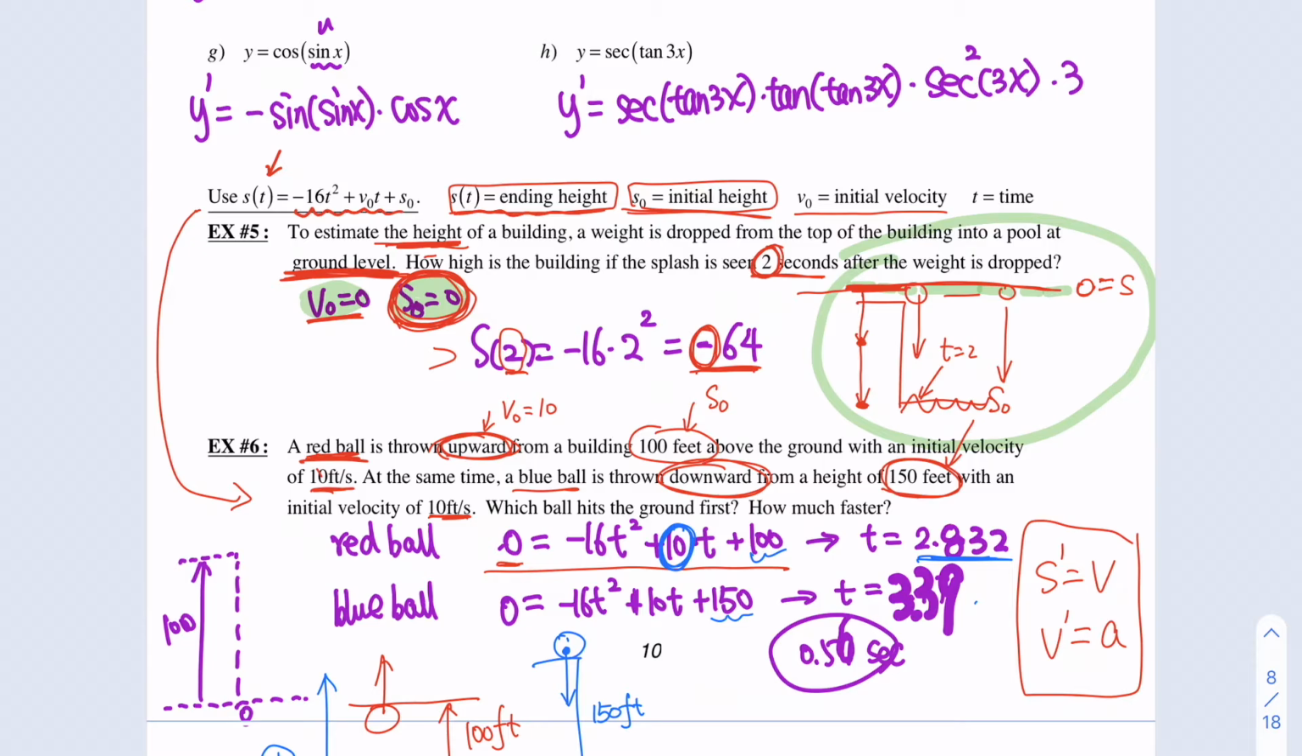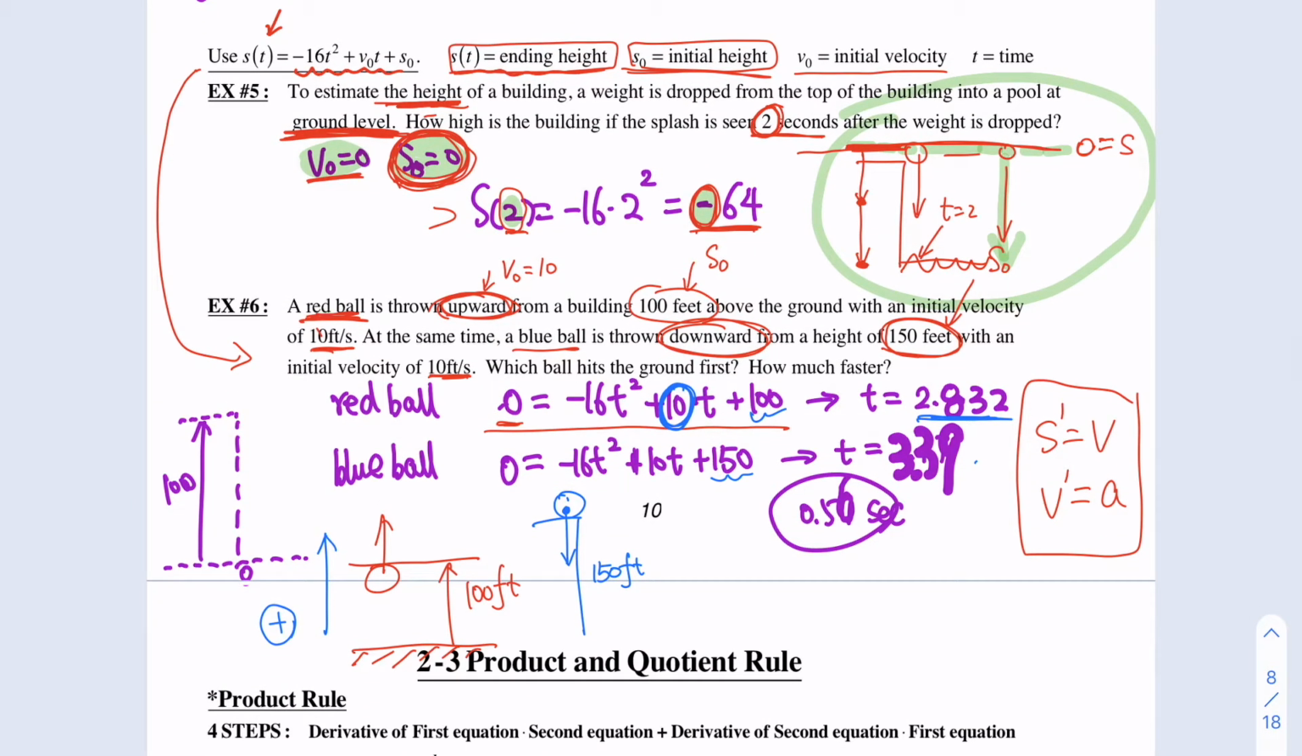And I plug s of 2 in directly, give me negative 64. This negative means it's below my initial value. So the height of the building is 64. Example 6, you can have a look at example 6, very similar to example 5.